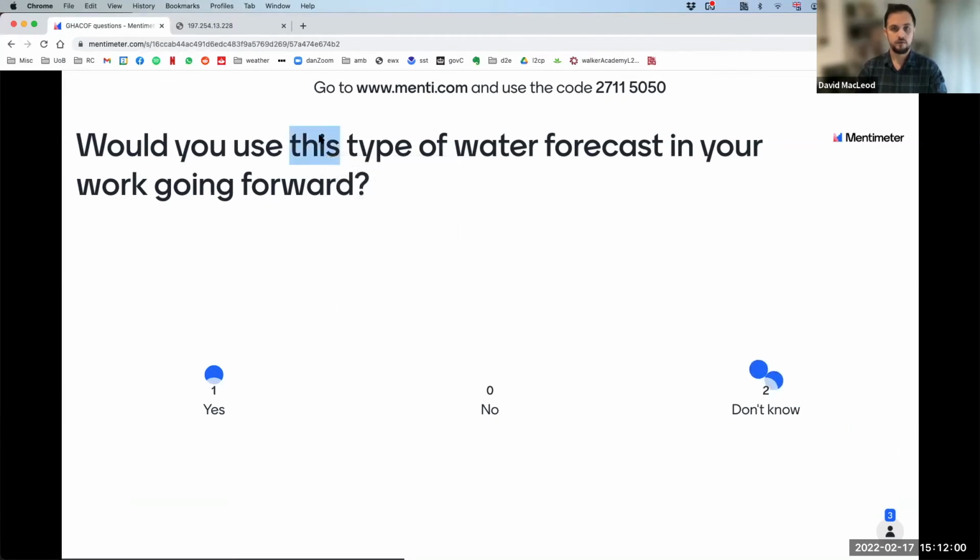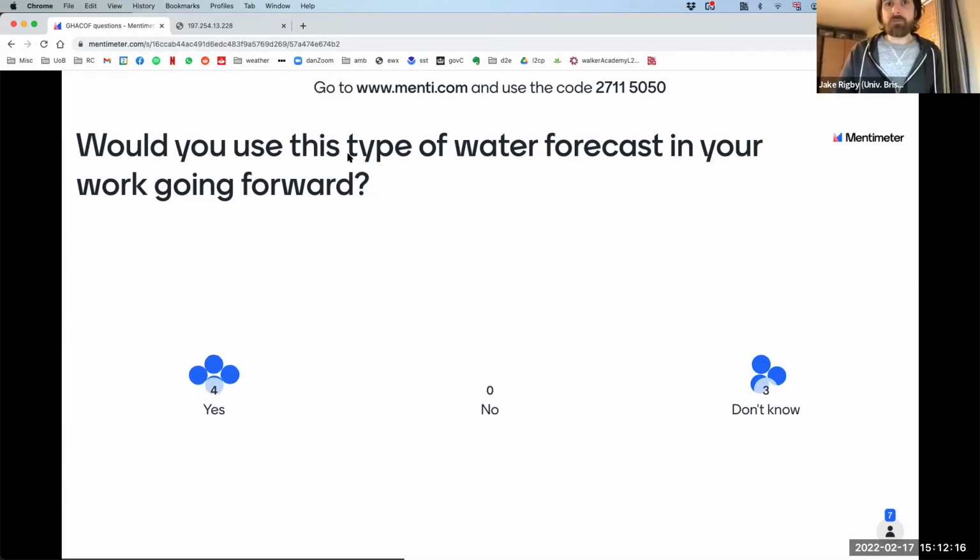Right. So the first question is, would you use this type of water forecast in your work going forward? Yes, no, or don't know. In case anybody hasn't seen, I have put the direct link in the chat box, so you can just click that link and it will take you directly to the question.